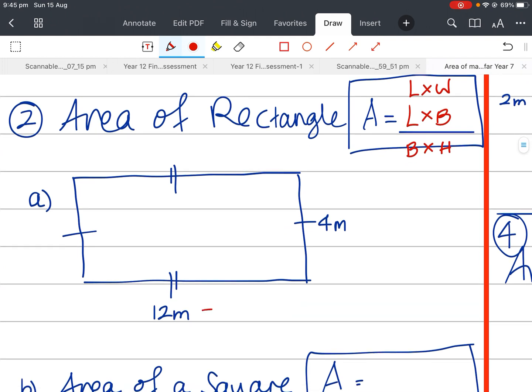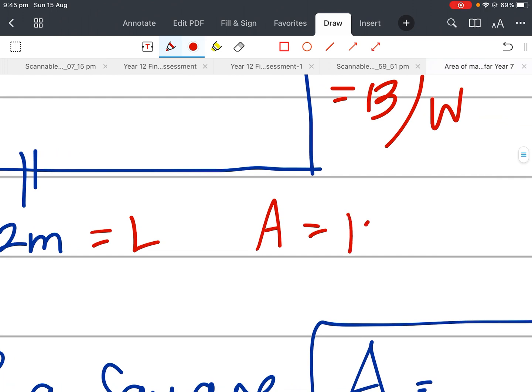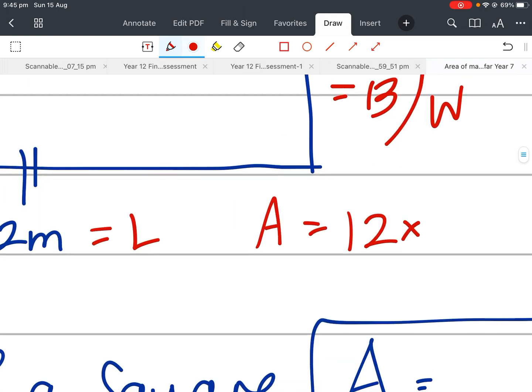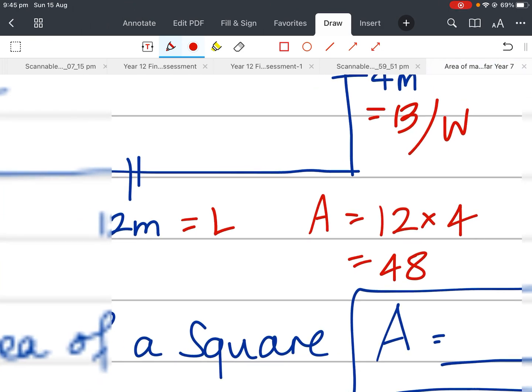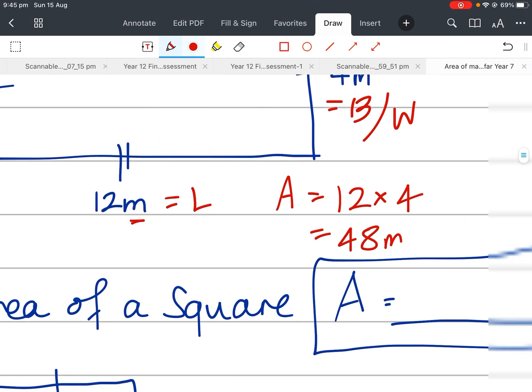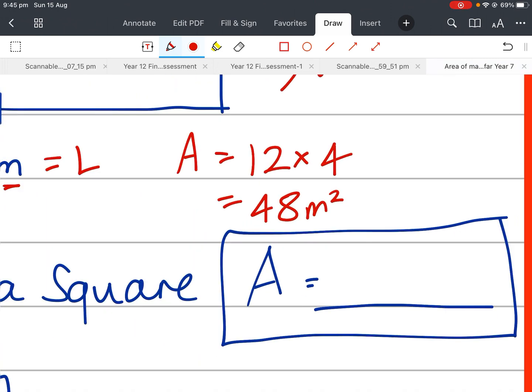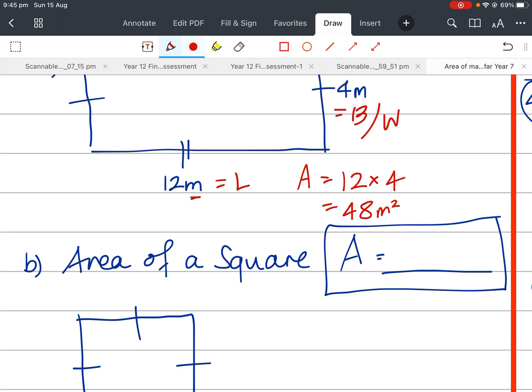So hopefully you notice this one's your length. This one is your breadth or your width. Okay, and all we have to do is multiply those two numbers together. So let's do it. Area equals, length is 12 times breadth is 4. 4 12s, hopefully you can do that in your head or on your calculator, and it's 48. Now this is in meters, and don't forget it's an area answer, so I'm going to write my answer as 48 meters squared.